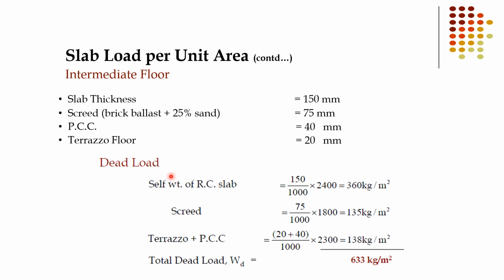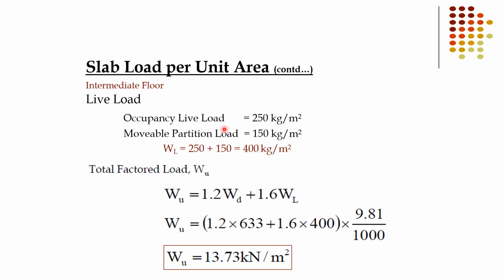Now that is the dead load. Now here is the live load. Occupancy live load is considered 250 kg per meter square. And on the intermediate floors, in offices most of the time there are movable partitions. If movable partitions are present, then consider this load. If not, then do not consider it. Let's consider in this example movable partitions to make small rooms for the office persons. So the movable partition load is 150. So the total live load, that is 250 plus 150, is 400 kg per meter square.